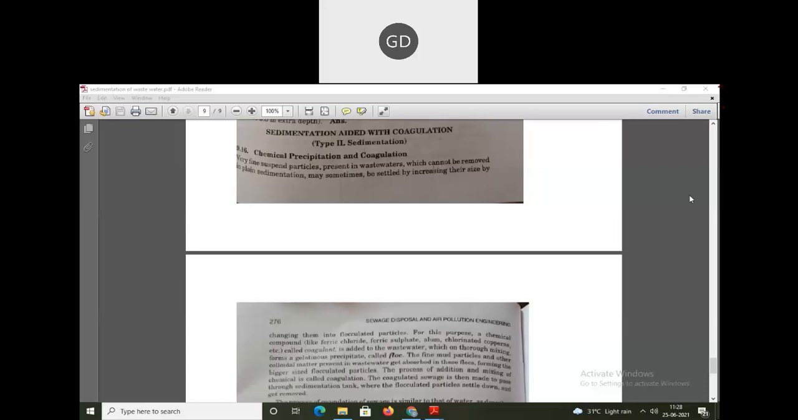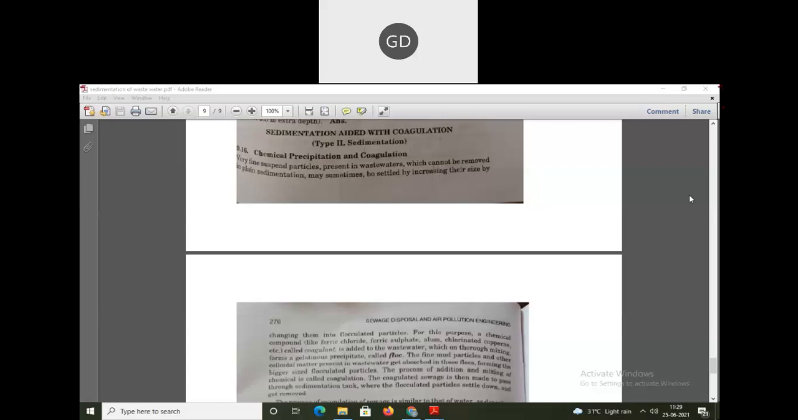You have to increase the size, because if something is light and we can make it heavier by changing its size, obviously those particles will settle down easily. So here also we will do the same thing, increasing their size by adding some coagulants. We add some chemical compounds, known as coagulants, and make these very fine suspended particles bigger. You add this to the wastewater and give a very thorough mixing. After thorough mixing, it will form a gelatinous precipitate, which is known as flock.